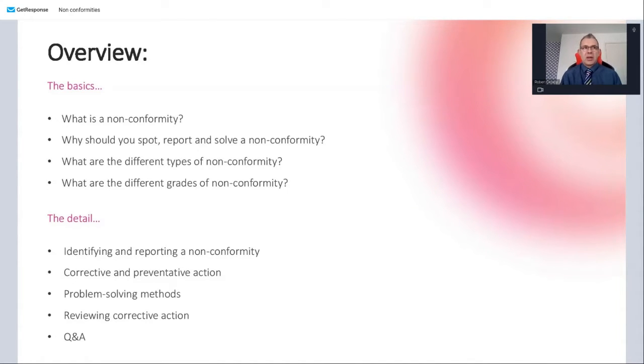We'll actually be going into a small level of detail about a nonconformity, and we can show you how that's actually structured when you're writing it up. We'll also be looking at corrective and preventative action. What measures are people putting in place to satisfy that nonconformance? Problem-solving methods, so root cause analysis, and then reviewing corrective action. And as I said earlier, there will be a Q&A towards the end of the webinar.